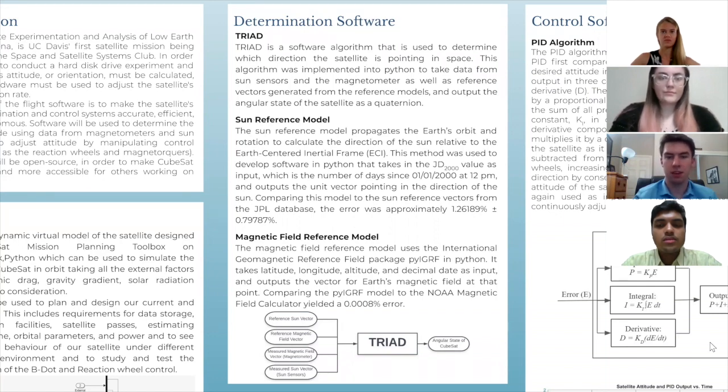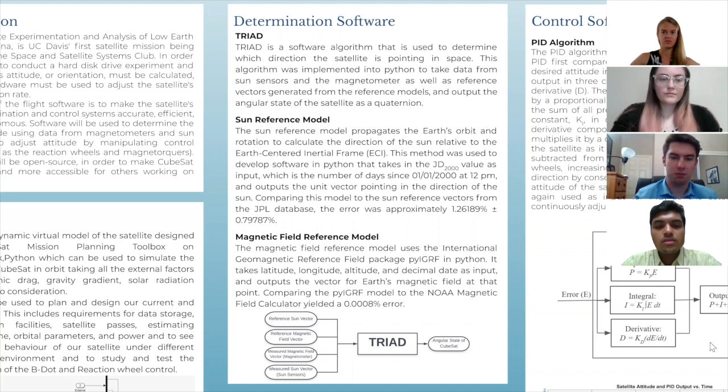And we've implemented this method in Python to take in the JD2000 value as input. This value is just the number of days since January 1st in the year 2000, and it will output the direction of the sun as a unit vector. We compared some of the values calculated using this model with the values from the JPL database, and we found that there is a really small error between them.